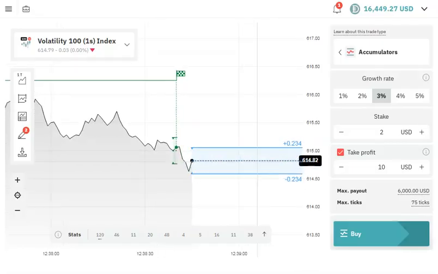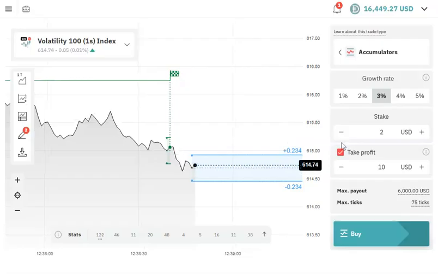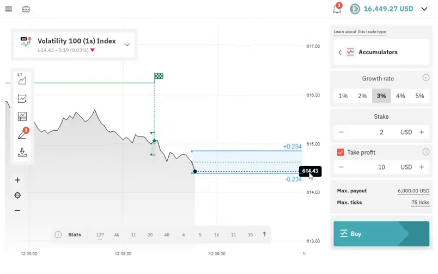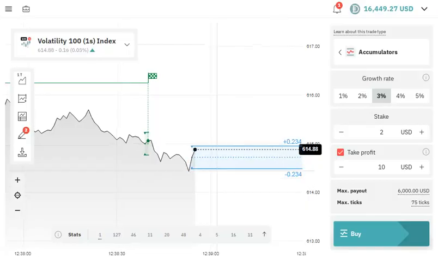This is how you make use of accumulators. This is how accumulator trades are taken. And it is that easy to make a profit.